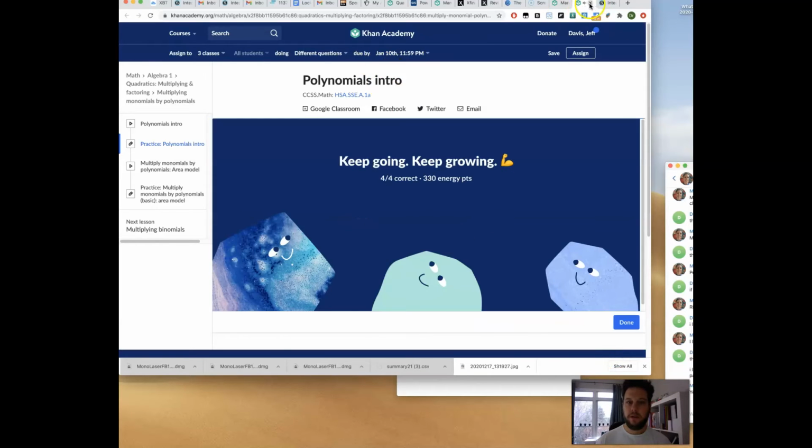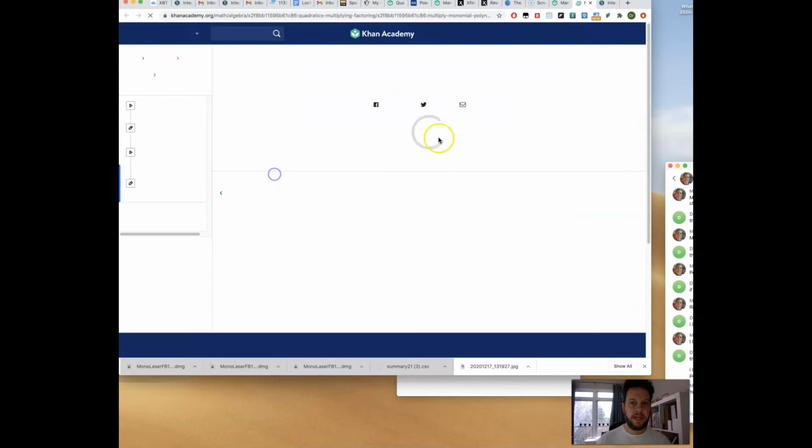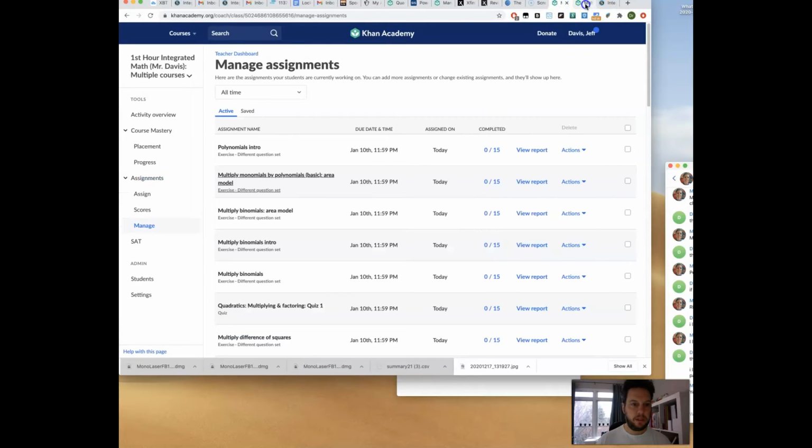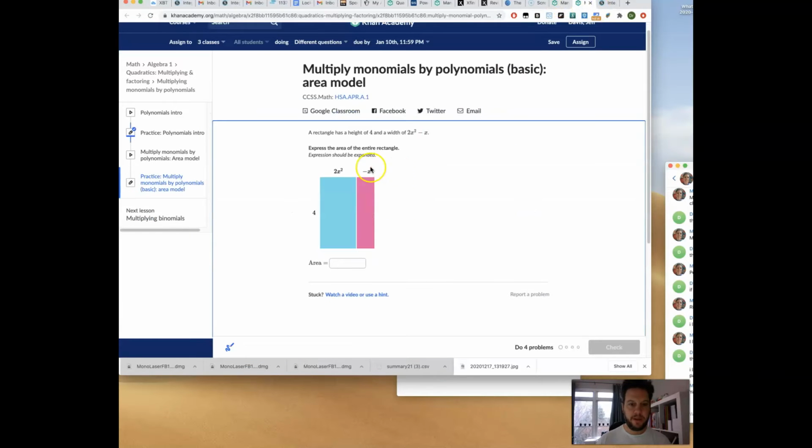All right, let's do multiply binomials by binomials basic area model. So this is trying to get you to understand that when you're multiplying these, you can think of it as area. What they're doing is just taking this kind of algebra expression and showing you what it looks like in terms of area or shapes. So this is the area of a rectangle is what they're going for.